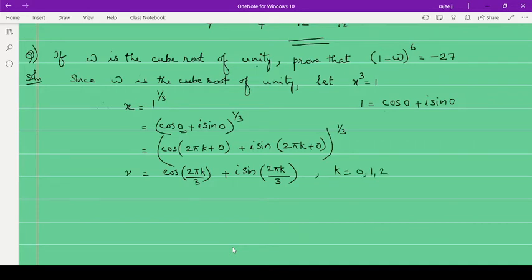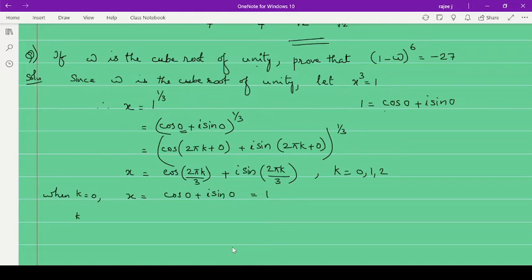So now we need to prove something. First of all, we will find the values. When k equal to 0, x will be cos of 2 into pi into 0 by 3, means cos 0 you are getting, plus i sin of 2 into 0 by 3, which is 0. So we know cos 0 is 1, sin 0 is 0. So we are getting the answer as 1.